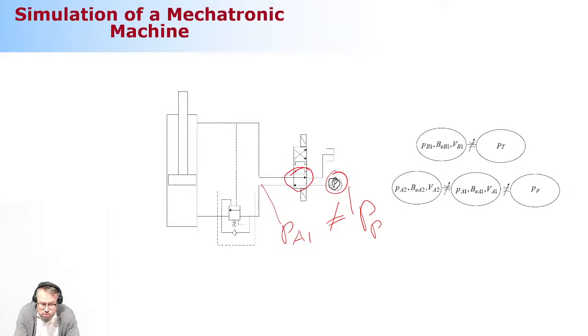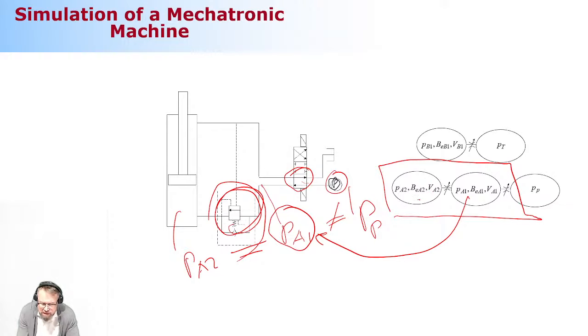Okay, so I need to compute the pressure in this location. Here, this component is called a counterbalance valve. And a counterbalance valve is like a throttle again. Sometimes it limits the flow seriously, sometimes not so much, but it can limit it seriously. So I cannot assume that the pressure here, which is called PA2, is the same as PA1 because of this component. So the differential equations that I need are two equations, this one describing this part, and this one describing this part. Okay?